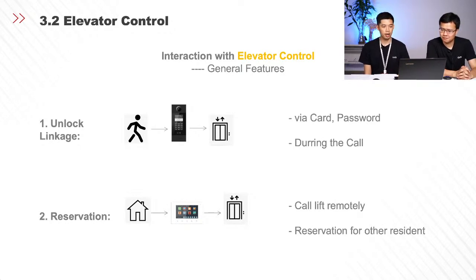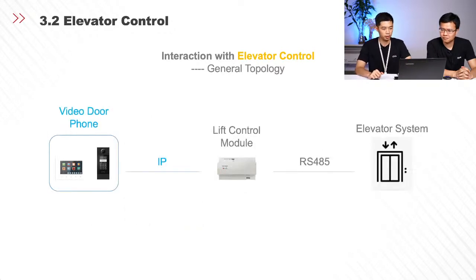So the general idea of how to connect the elevator system into our video telephone system is as this picture shows. Our video telephone system connects to our lift control module via IP, using Cat5 cables. Then this module controls the elevator systems via RS-485. So it is another RS-485 integration we are going to talk about.